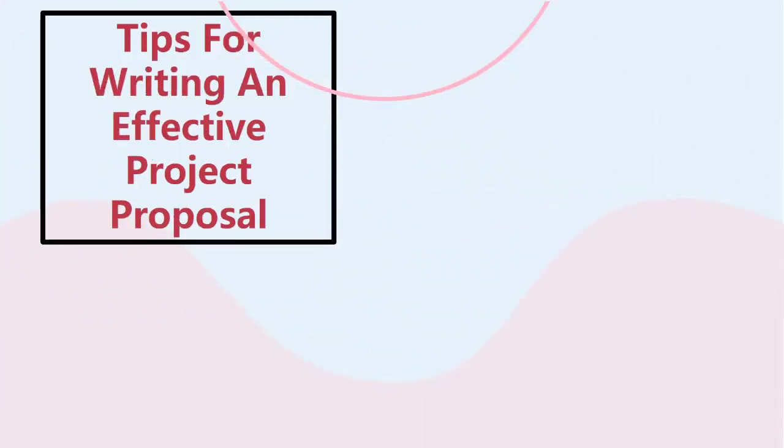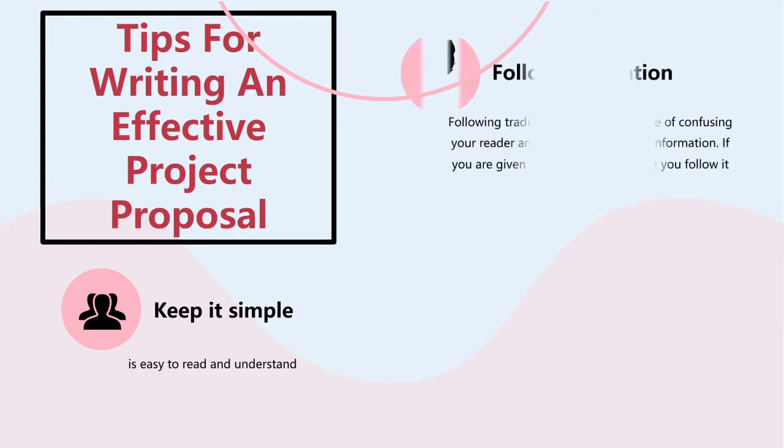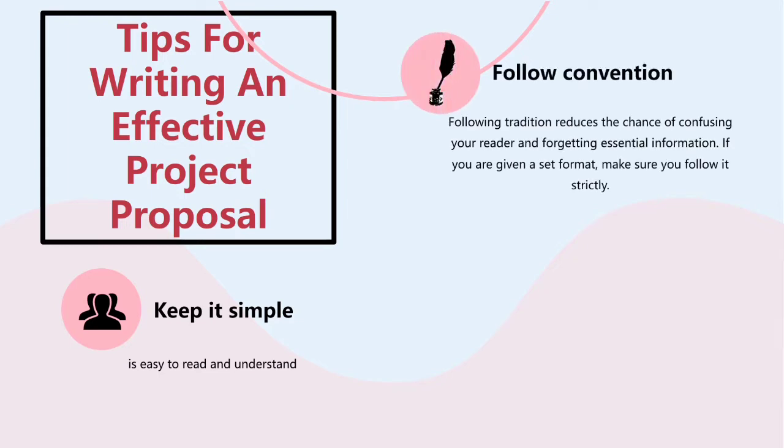A simple proposal is easy to read and understand. We could use easily understood terms, simple sentences, and an easy to follow format to make our proposal clear. And fifth, follow convention. It might be tempting to be creative with your proposal structure to help it stand out. I understand, however, following tradition reduces the chance of confusing your reader and forgetting essential information. If you are given a set format, make sure you follow it strictly.